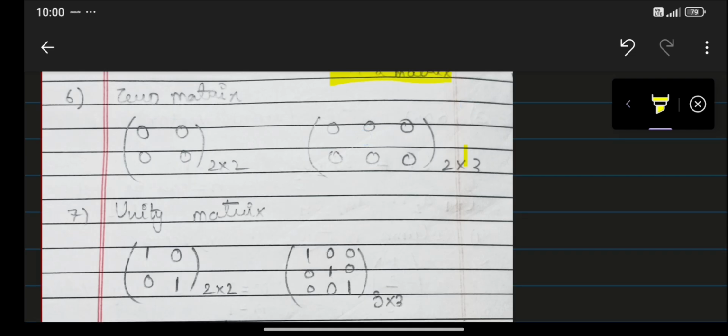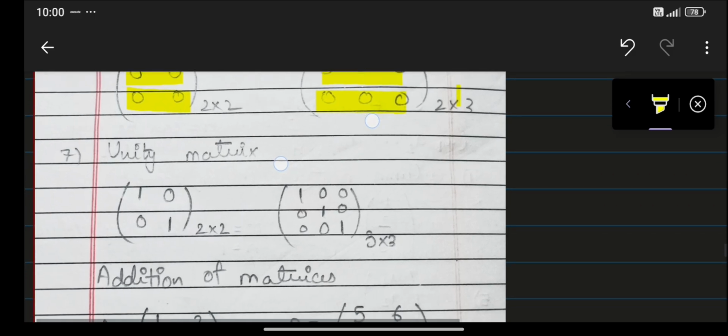So talking about the zero matrix, a zero matrix is a matrix in which all the elements are 0. It may be a square matrix, it may be a rectangular matrix. All the elements in that matrix are 0, and such a matrix is what we call a zero matrix. Similarly, we have a unity matrix.